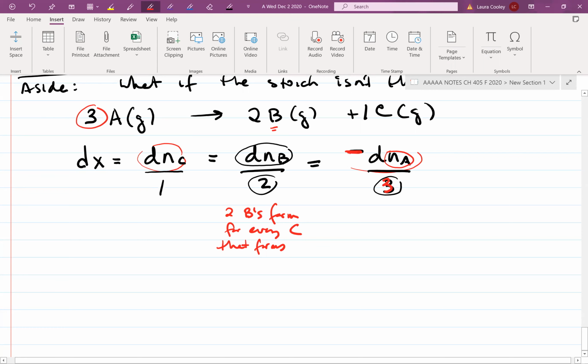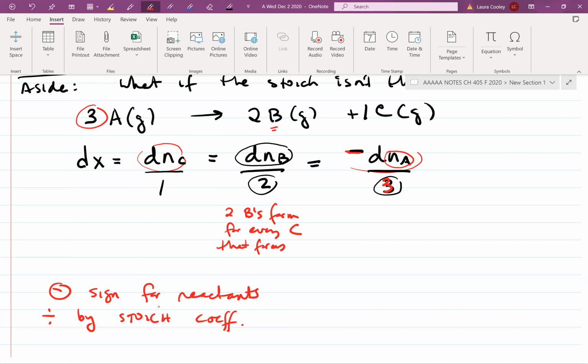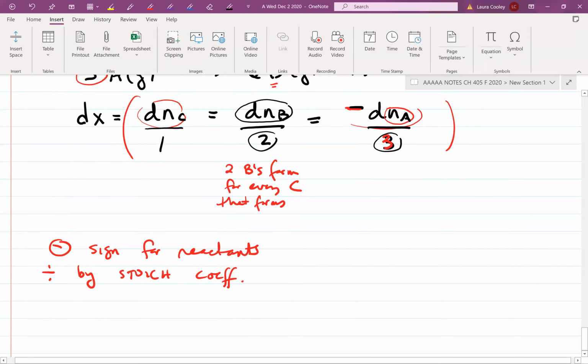So it's very simple what you have to do in these types of problems. You use a negative sign for reactants, and you divide by the stoichiometric coefficient. If you don't have anything with a coefficient of 1, then everything gets divided by the stoichiometric coefficient, and you still succeed in writing a dx that puts everything on equal footing. So that's how it's defined, and that's the way we use it.